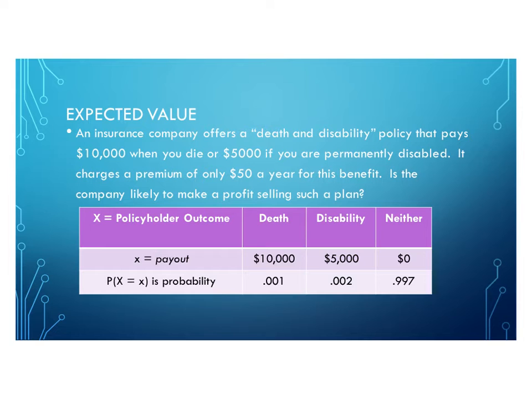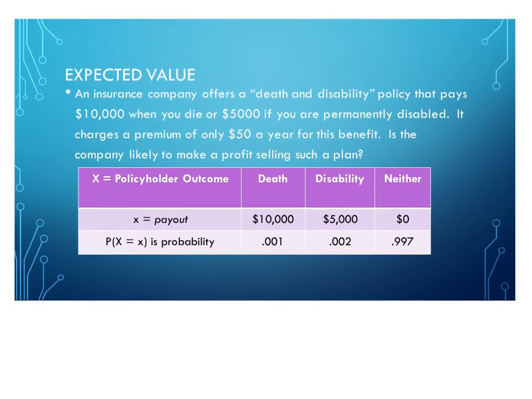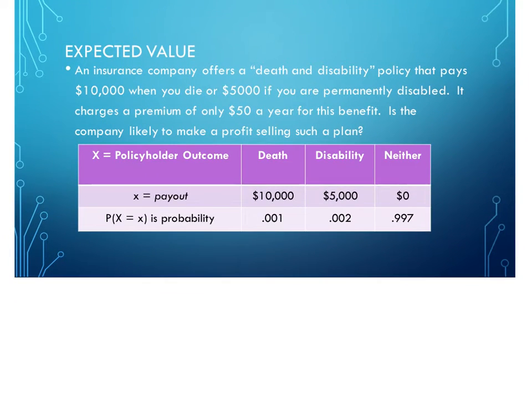So if we look at our first example, we have an insurance company that offers a death and disability policy that pays 10 grand when you die or 5 grand if you're permanently disabled. It charges a premium of only $50 a year for this benefit. Is this company likely to make a profit on selling such a plan? Well, to find the profit, notice we have a probability distribution. Real quick mental check. If we add our probabilities together, do we get one whole? And the answer to that would be yes.